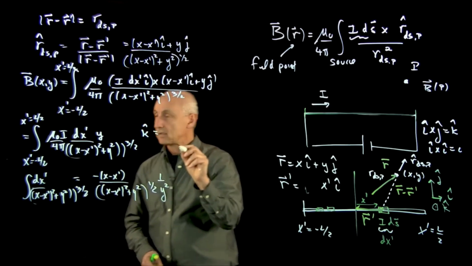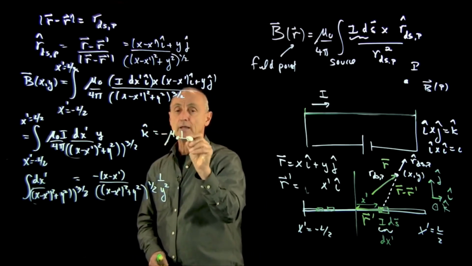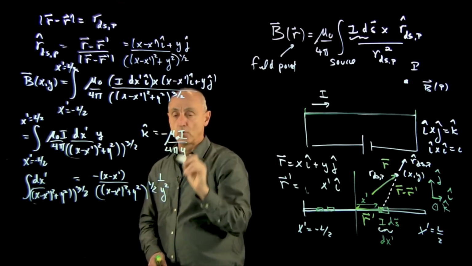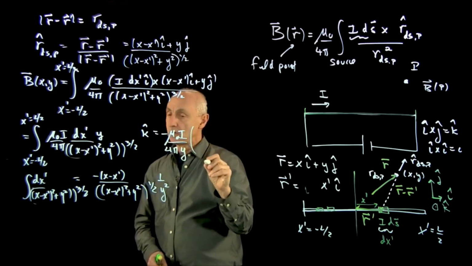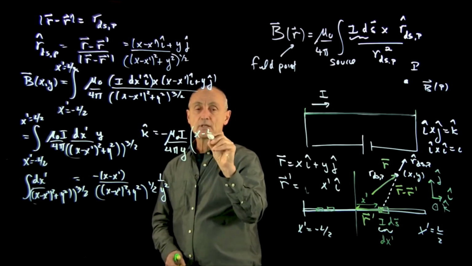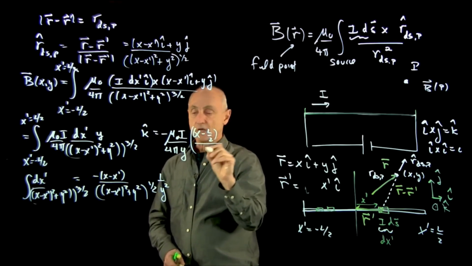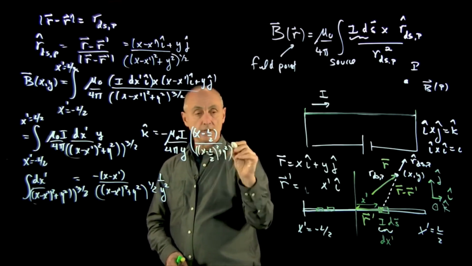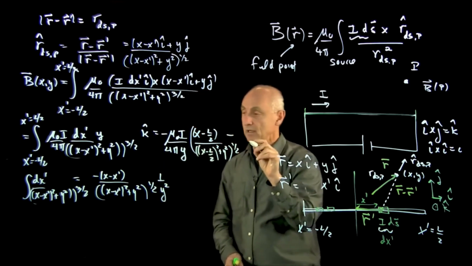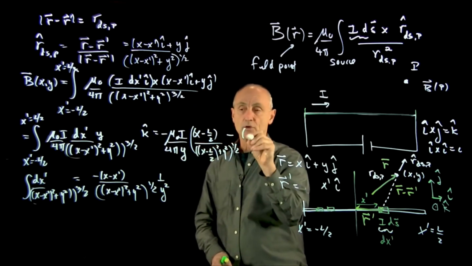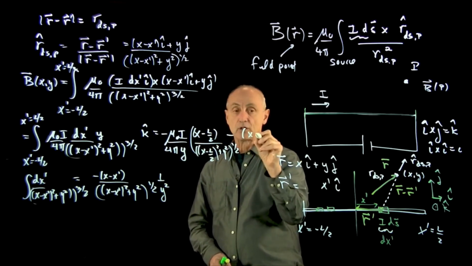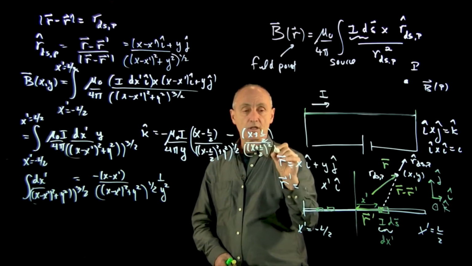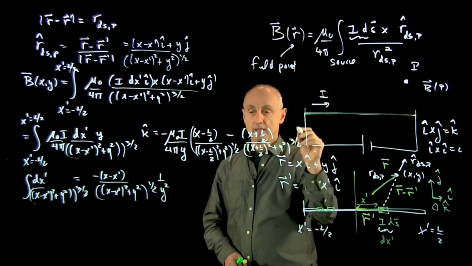And so what we get is minus mu naught I over 4 pi. Now notice there's a y up here and a y squared downstairs, so I have a y down there. And I have in here x minus l over 2 over the denominator, which is x minus l over 2 squared plus y squared, to the 1/2. We're running out of room. This minus sign is out there, so it's x minus minus l over 2, so that's plus l over 2 over x plus l over 2 squared plus y squared, to the 1/2.